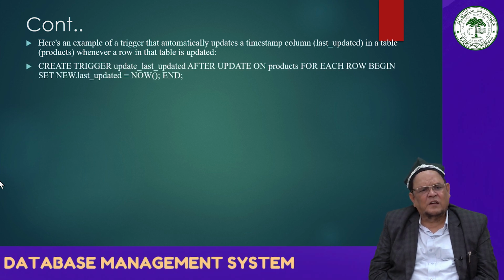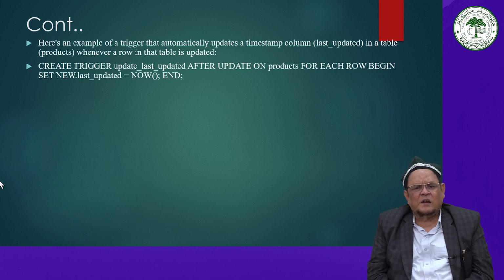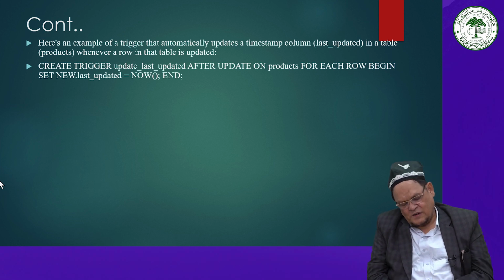For that you have to write: create trigger update_last_update after update on product for each row, begin set new.last_updated is equal to now(), and end. Now is the current date.